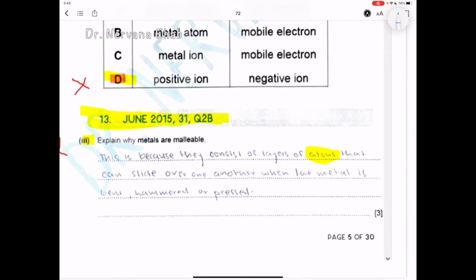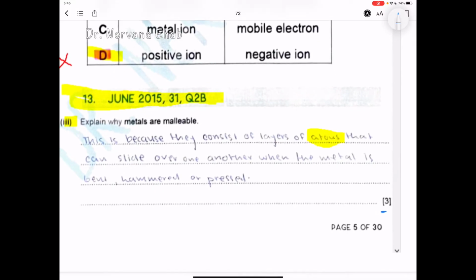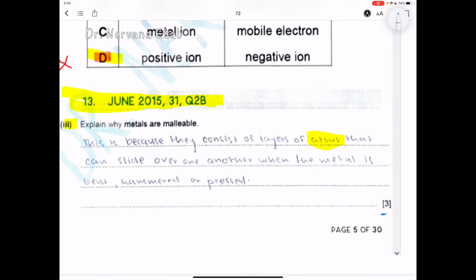Now this question, the student did a great job and they almost got the 3 marks, but they will lose 1 mark. Why? So the question says, explain why metals are malleable. And they said this is because they consist of layers of atoms. So the word layers, that's excellent because they have layers that can slide over each other when a force is applied or when it is bent or hammered or pressed.